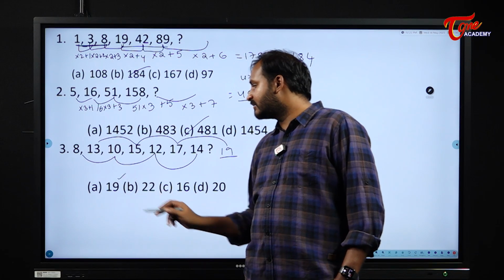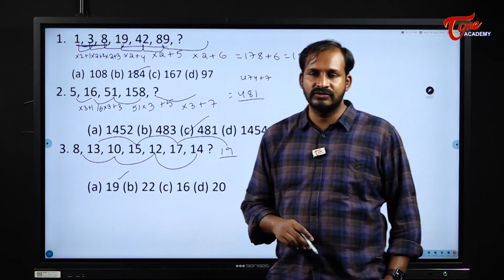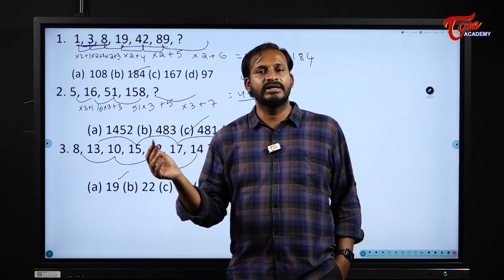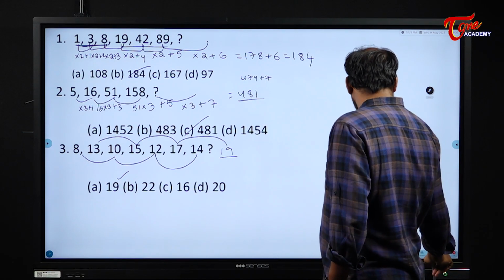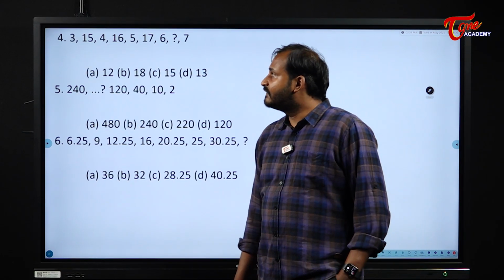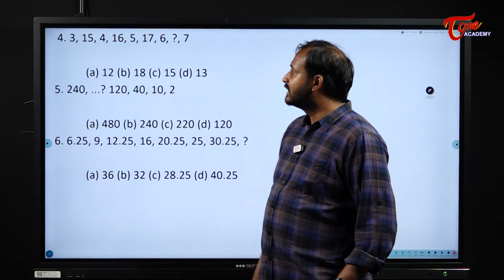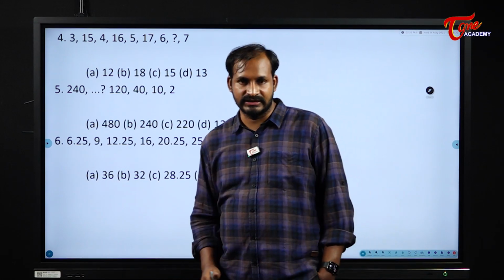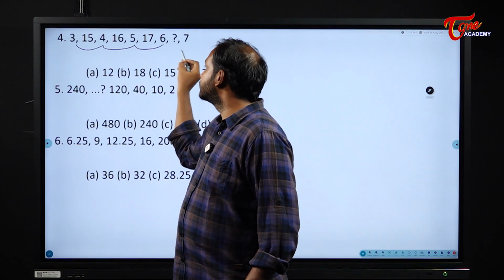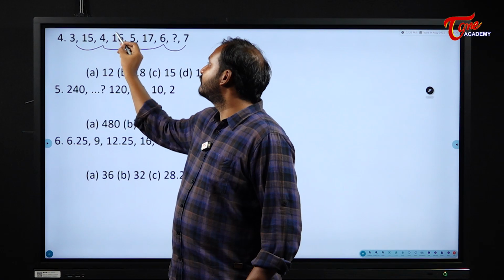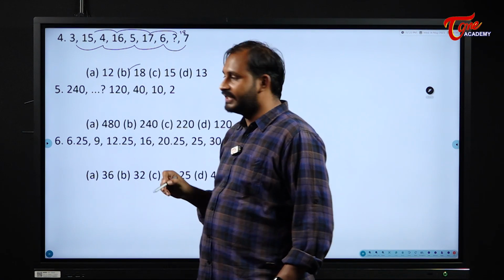So our answer here becomes 19. Understood, students? Very simple. Try to think in this manner. Okay, next one: 3, 15, 4, 16, 5, 16, 17 and 6. Now see here, similar to the last one. What is happening here? Alternate 3, 4, 5, 6, 7. And next 15, 16, 17, what should it be? 18. So our answer here is 18.